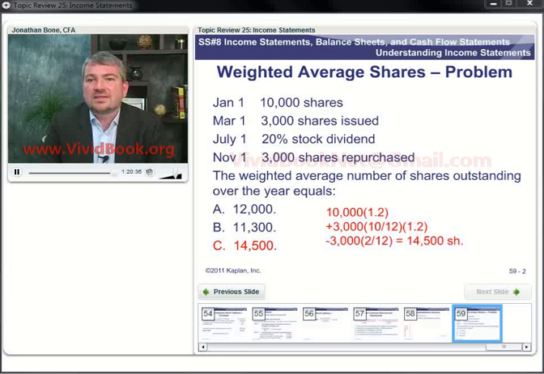So notice essentially what they've done here is they've taken the 10,000 shares at the beginning of the year, multiplied by 1.2 for the stock dividend. They've taken the 3,000 shares and they've said they're in issue for 10 out of 12 months. So they've multiplied by 10/12 times 1.2 because of the bonus issue or the stock dividend. Then the 3,000 repurchase, no multiplying by 1.2 because it took place after the stock dividend. They've just multiplied by 2/12 because they were in issue for 2/12 of the year, and that gives you 14,500.